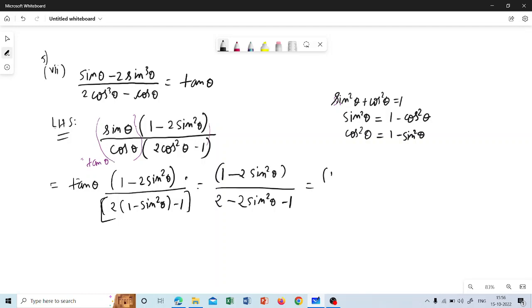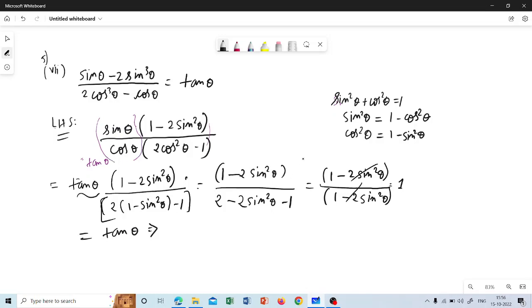So now the denominator will be 2 minus 1 is 1, so 1 minus 2 sine square theta. So this is equal to 1. So now this is what you have proved. This is 1, so the remaining will be tan theta. So tan theta, we have proved that LHS is equal to RHS.